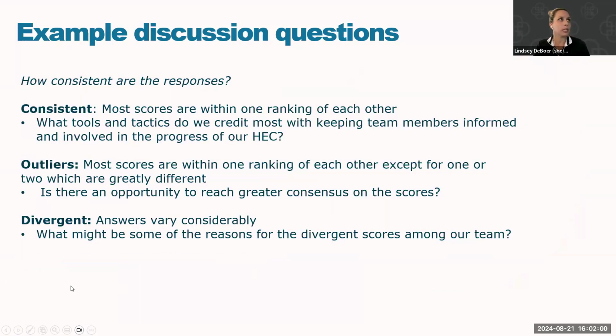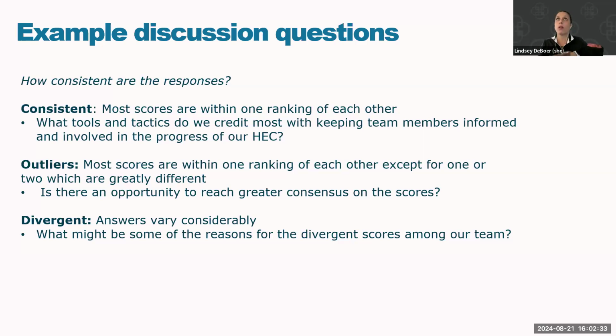And then these are some example discussion questions. You can add to this list, of course, depending on what you're seeing when you're looking at the individual scores and comparing them. So, wondering how consistent are their responses across the council members. If it's really consistent and the scores seem to be very similar, you could ask what tools do we credit with keeping team members informed and involved in the progress? So why did we rank them similar? What are we doing really well?